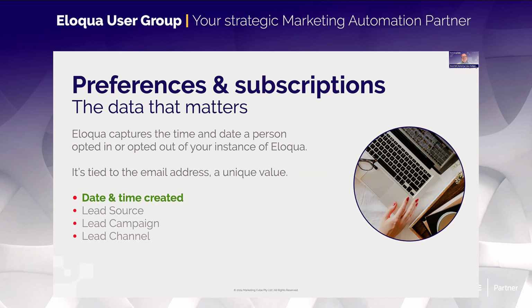Okay. Now, the good thing would be to bring additional information with it. And that is things like lead source, lead campaign, lead channel. There could be more, but what you need is some way to be able to identify not just the date and time the person came into the platform, but how they came into the platform. Okay, that can also be incredibly helpful.